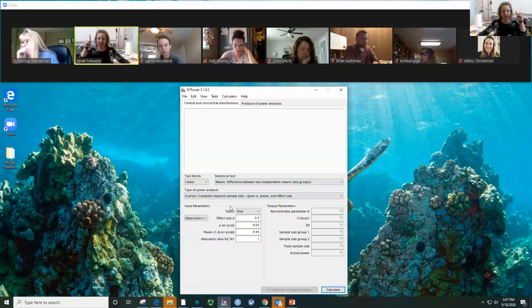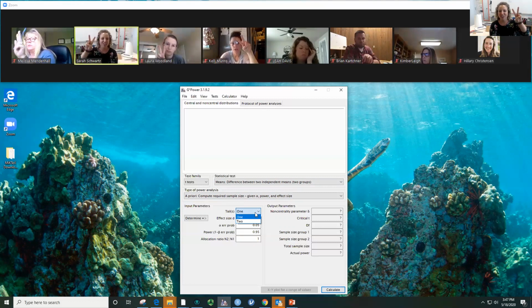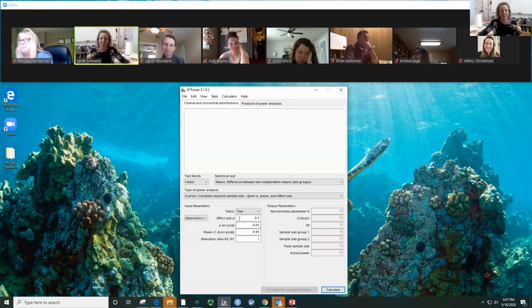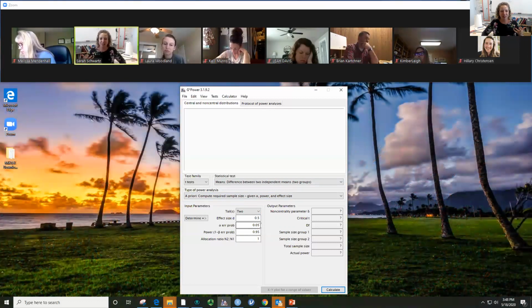What's the very first input? How many tails? How many tails are we going to do? 2. What was the default that it went to automatically? I do not know why they set the default to 1, because we almost always do 2. So you'll have to change that. Let's skip effect size for the moment. Then there's alpha. By default, what does it say alpha is? 0.05. We're good with that.